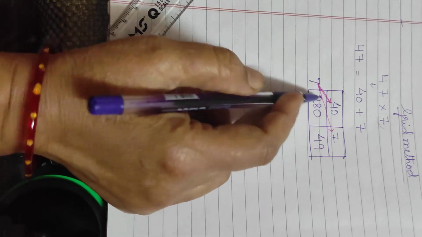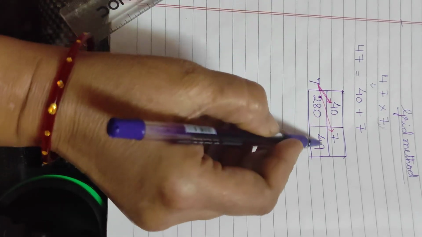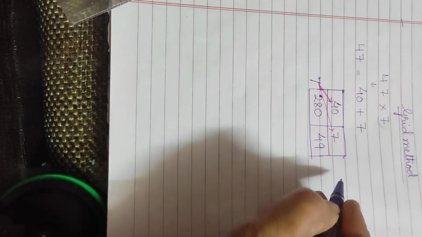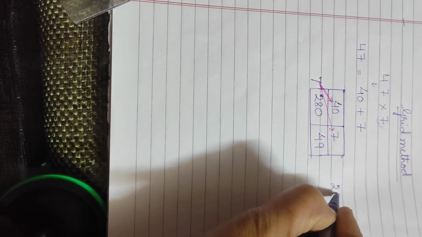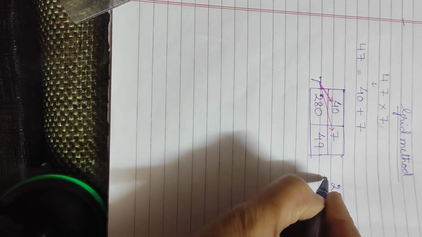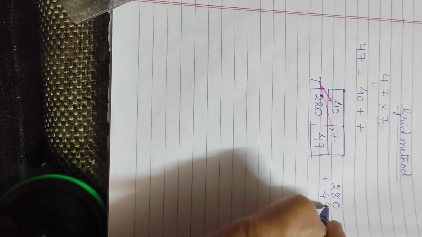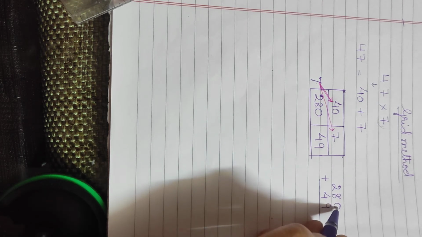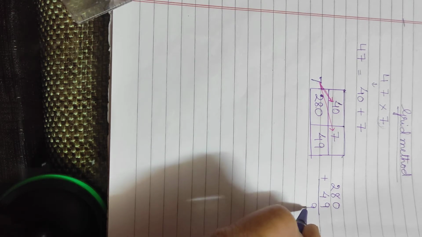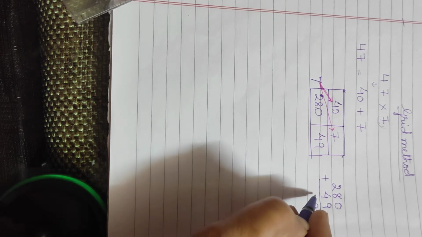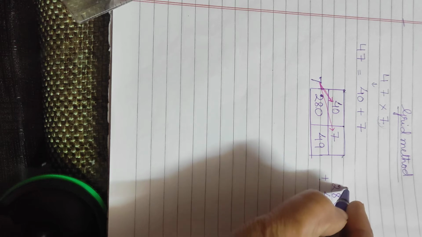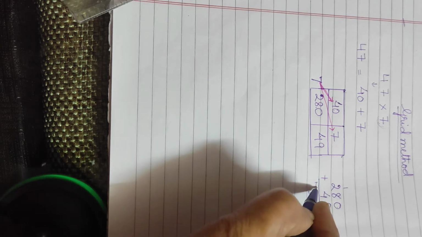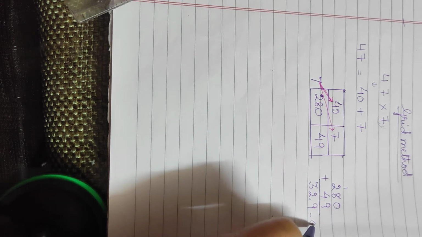Children, after doing this, you will add these two numbers. So it will become 280 plus 49. When you will add 0 and 9, it will come 9, 8 and 4, 12, 2 carry over 1, 2 and 1, 3. So this is your answer.